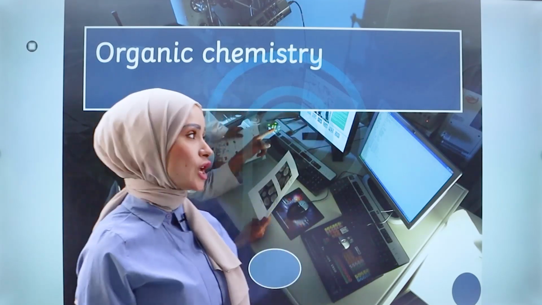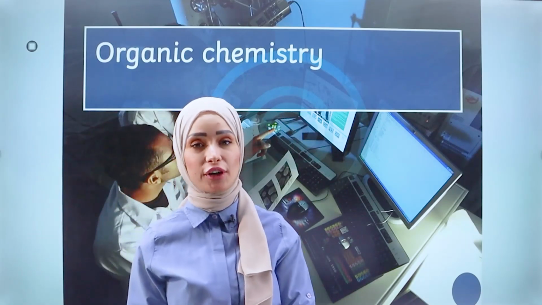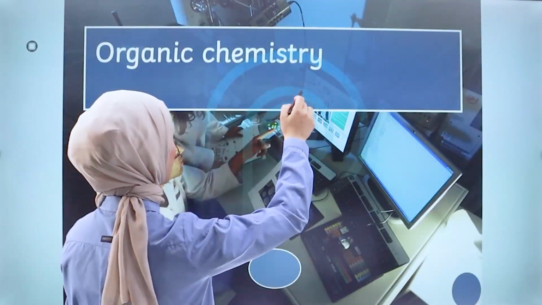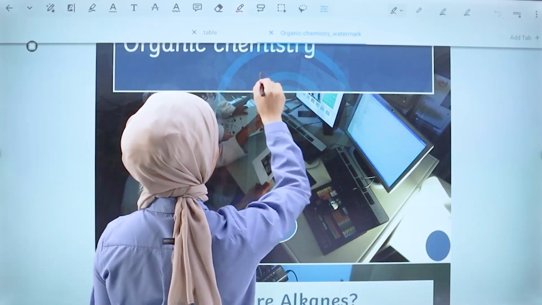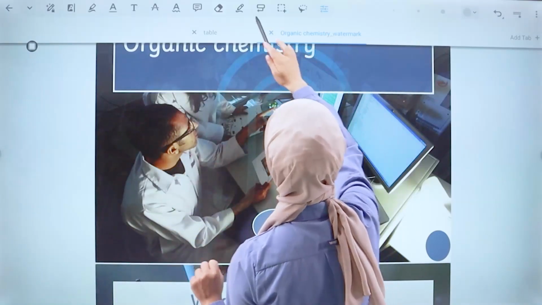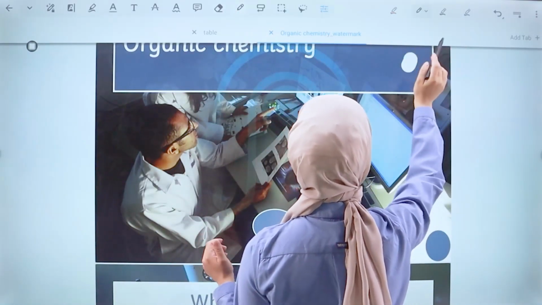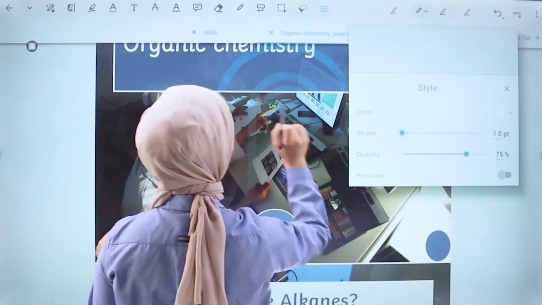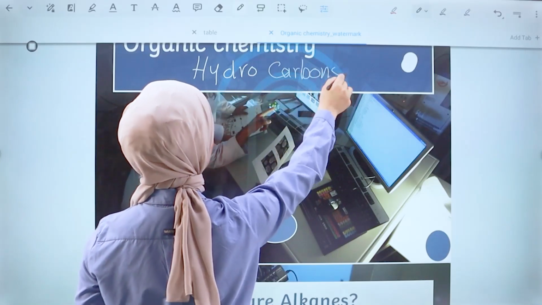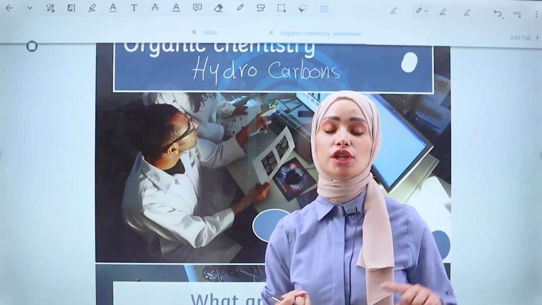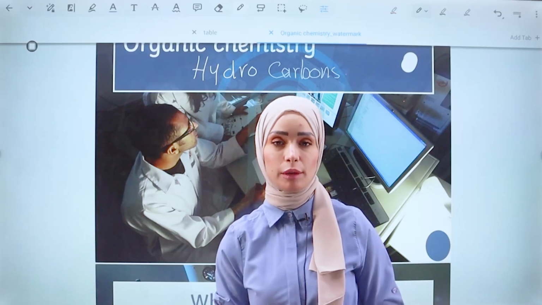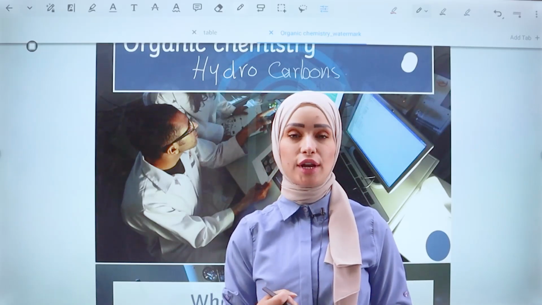When we talk about organic chemistry, let me tell you first that I have something called hydrocarbons. Let us first identify the hydrocarbons. What are hydrocarbons? When I say hydrogen and carbon, hydrocarbons are compounds that consist of hydrogen and carbon only, with some specific functional groups that will be determined later on. So I have carbon and I have hydrogen.